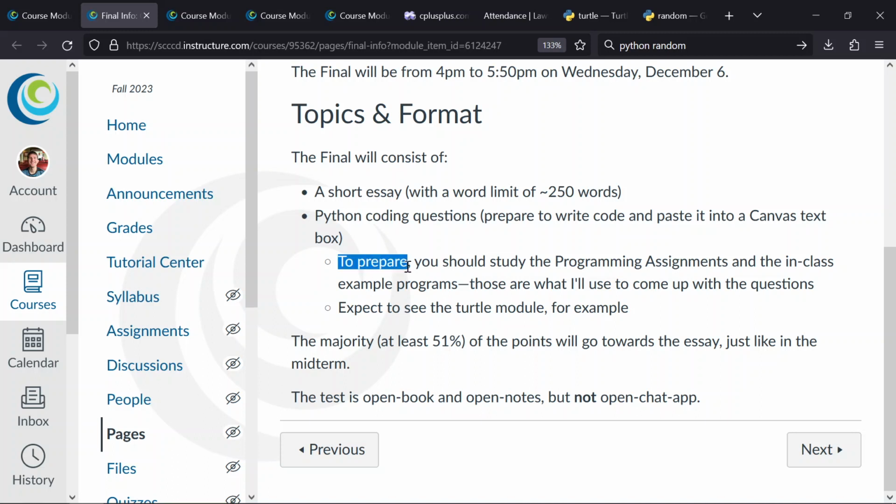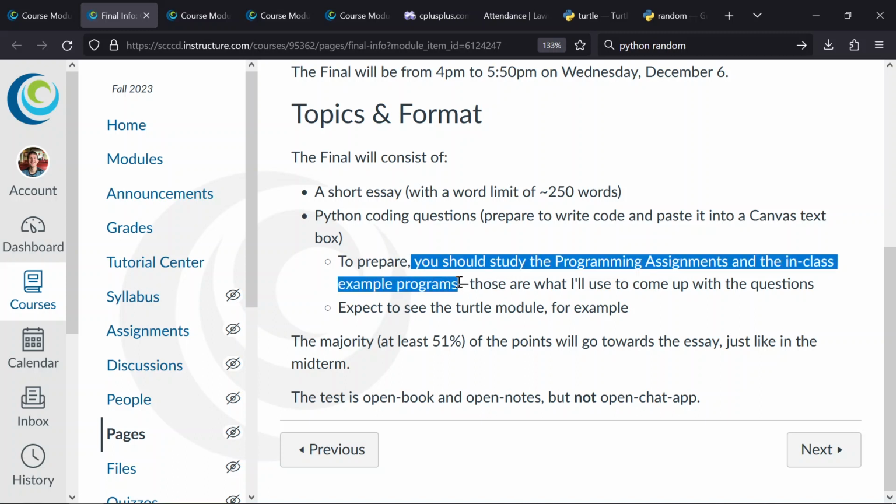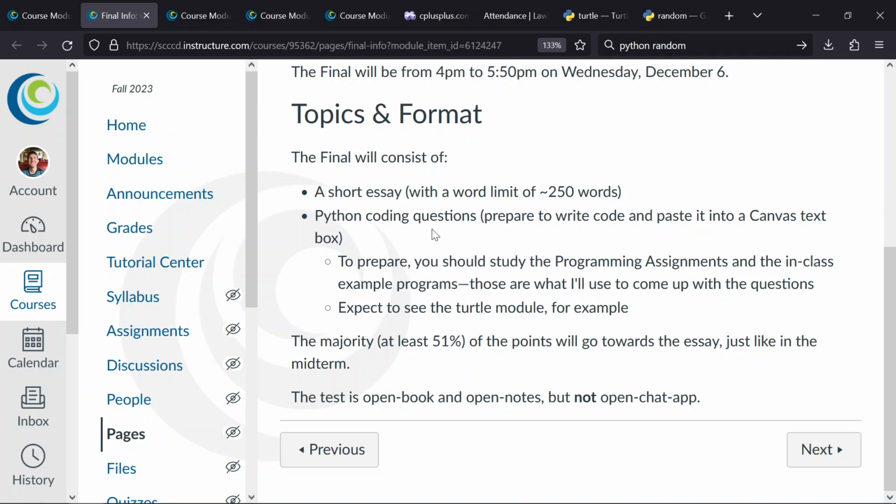And yeah, to prepare, I'm going to take my questions from programming assignments and every example program that I wrote in class. So if you look over all of those, you'll be pretty safe, I think. That's how I'm going to come up with the questions. And for example, I'll ask you to draw something with the turtle library. You can definitely expect to see that on the final in at least one question, right? Just like the midterm, I'll have the essay count for a lot.